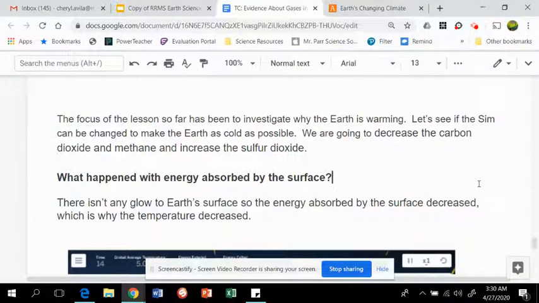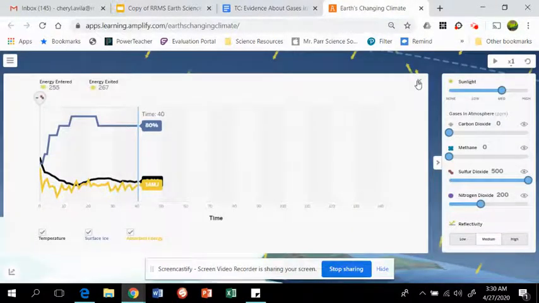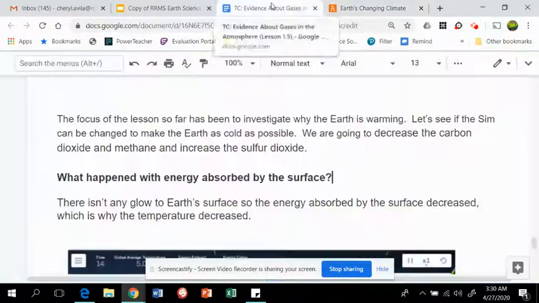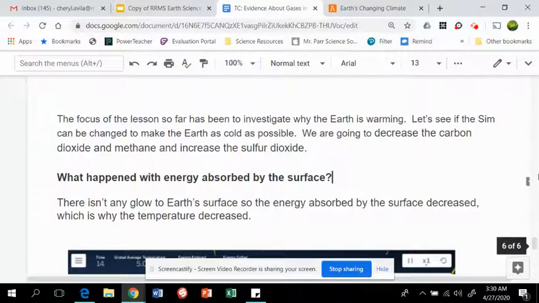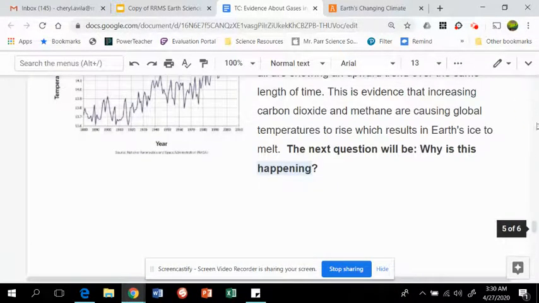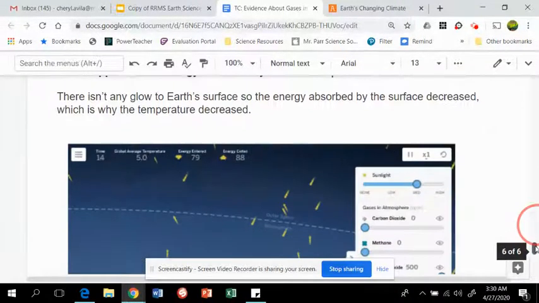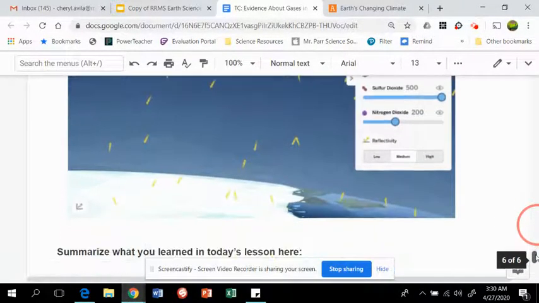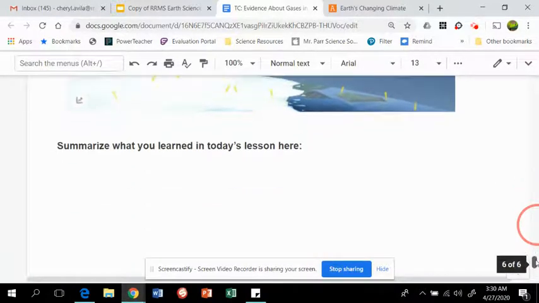All right, so there isn't any glow in the sim. If I were to close this, you don't see a glow down here for the absorbed energy. So there isn't any glow to Earth's surface. So the energy absorbed by the surface decreased, which is why the temperature decreased. So here, I think Amplify is really just trying to get you to understand that the temperature and the absorbed energy are related, and the temperature is dependent on that energy being absorbed.